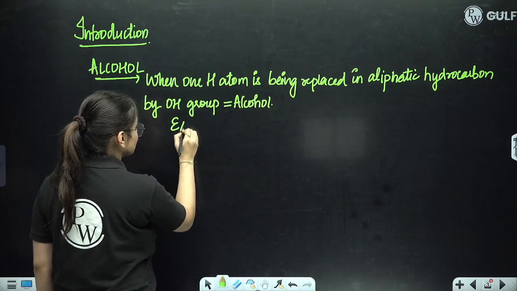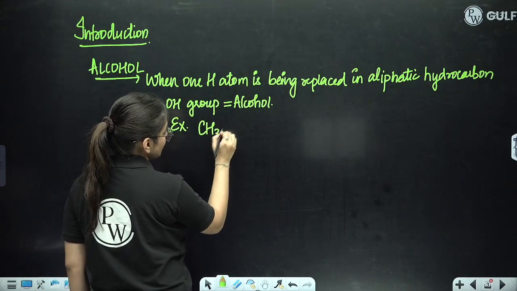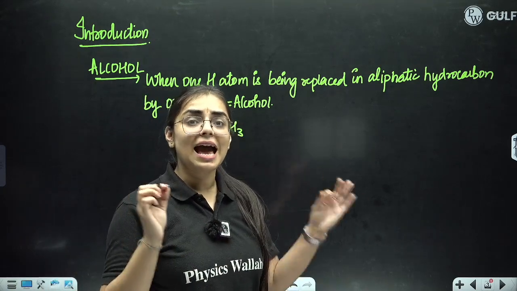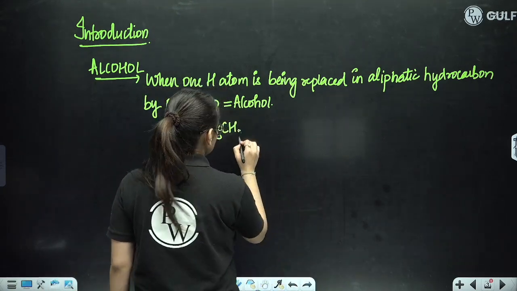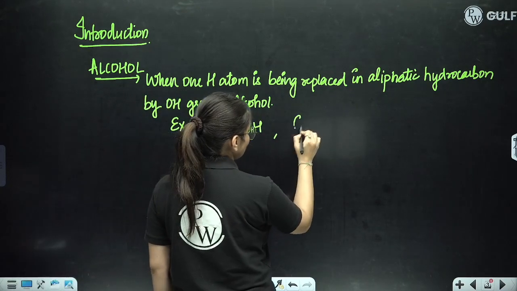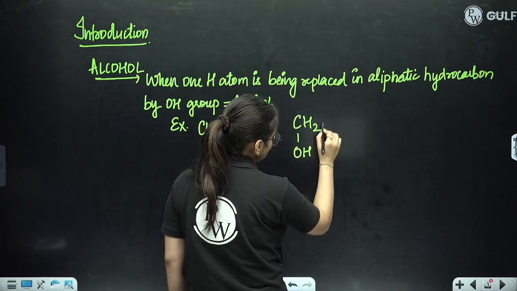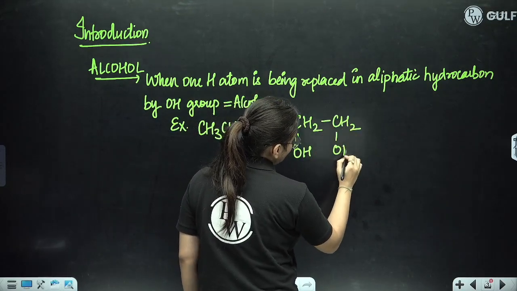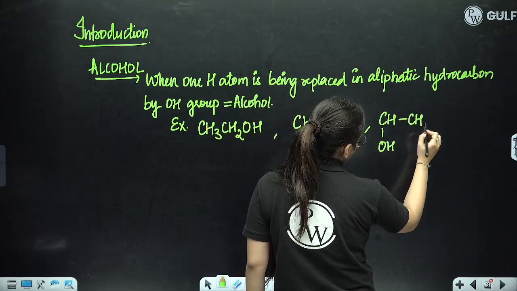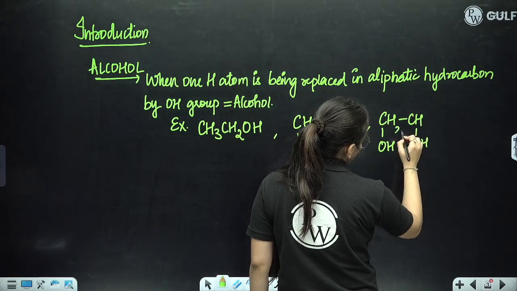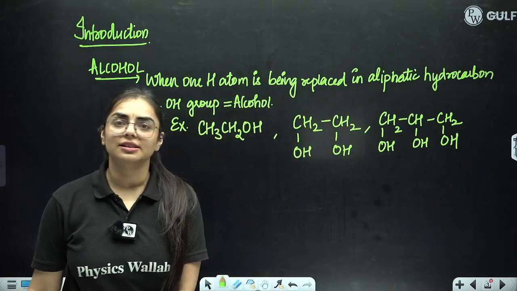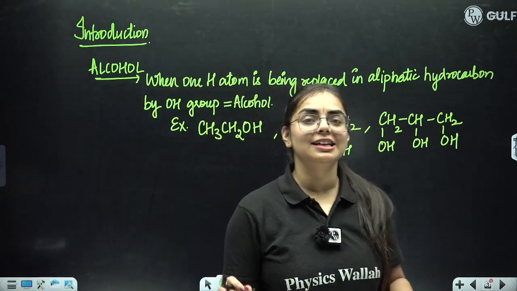Let's take a general example of it. For example, if I have CH3, let's consider this. Now, when I am removing one hydrogen from this and adding one OH group over here, it becomes this. So, this creates your alcohol, right? We can take a few more examples of alcohol, such as this, and so on. They all are categorized under the category alcohol.